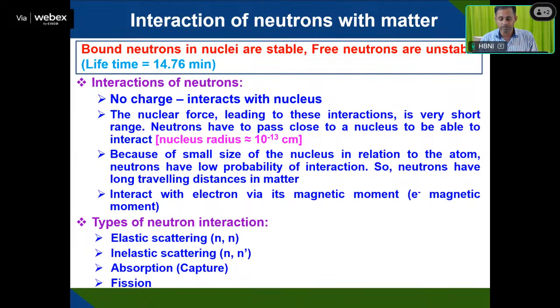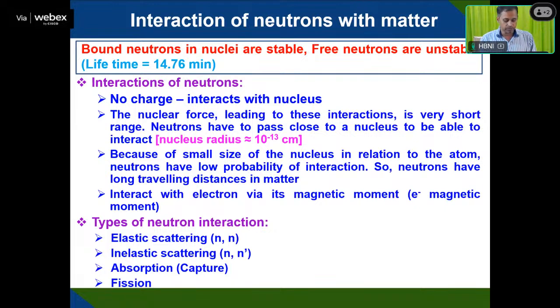Because of the small size of the neutron in relation to the atom, the probability of interaction is very low. So neutrons have a longer traveling distance than other particles, and there is less interaction. It can interact with electrons via its magnetic moment. This interaction can be elastic or inelastic.